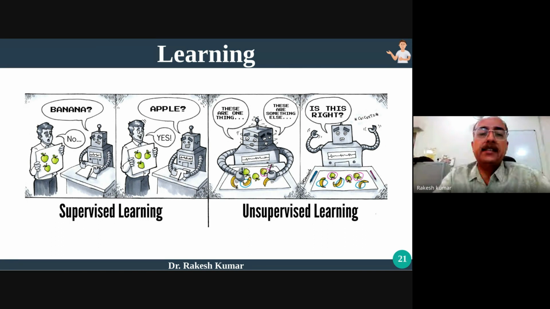In this case, a number of objects have been given to the machine, a number of bananas and a number of apples, and it will try to identify the differences between them automatically and put them into two different categories. In one category, these three bananas are there, and in the other, three apples. So basically, the distances between the objects are identified and categorized.